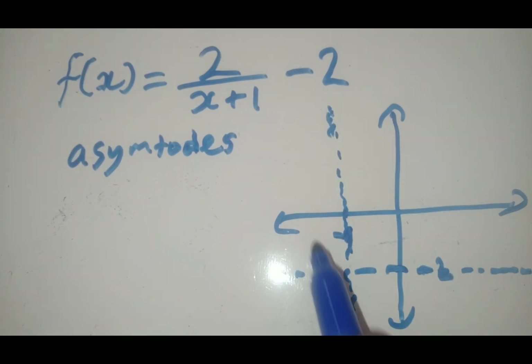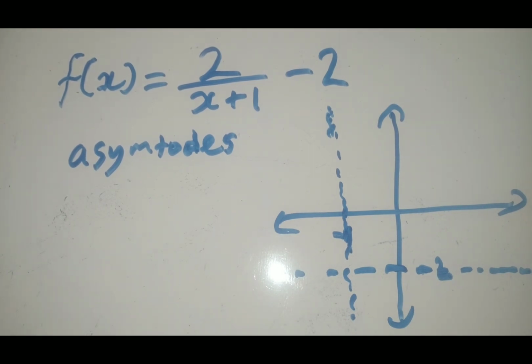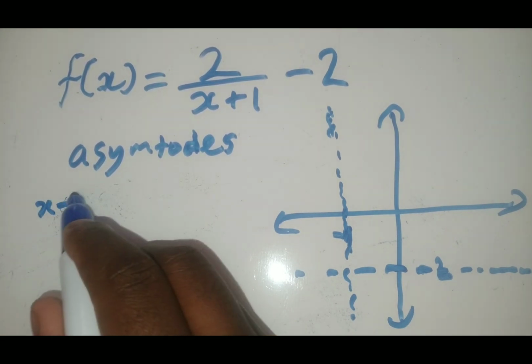So that's our asymptote. Then let's find our x and y intercept. For the x-intercept, y equals 0.